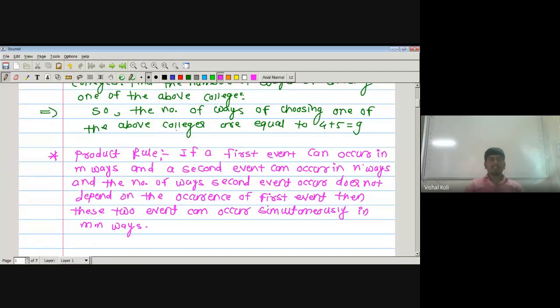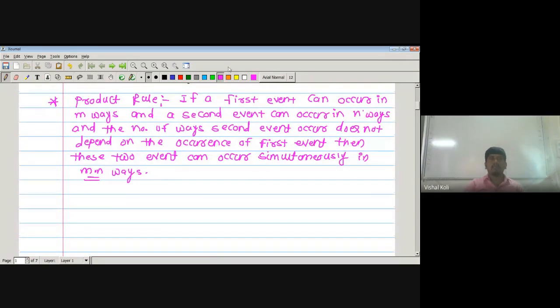If there are two events, in that the first event can occur in m ways and the second event can occur in n ways, but the number of ways the second event can occur does not depend on the occurrence of the first event, then these two events can occur simultaneously in m into n ways. In the sum rule these two events cannot occur simultaneously, but in the product rule these two events can occur simultaneously, and the possibilities for such occurrence of these two events at a time will be m into n. Let's see an example.